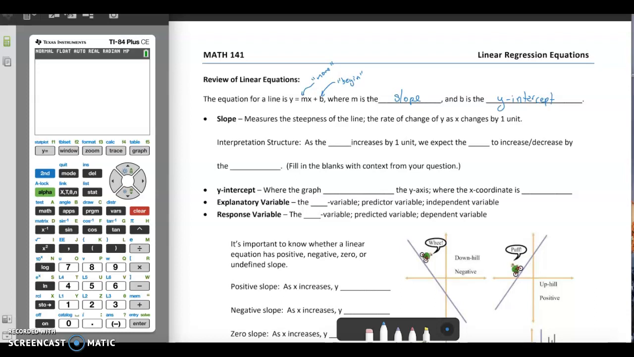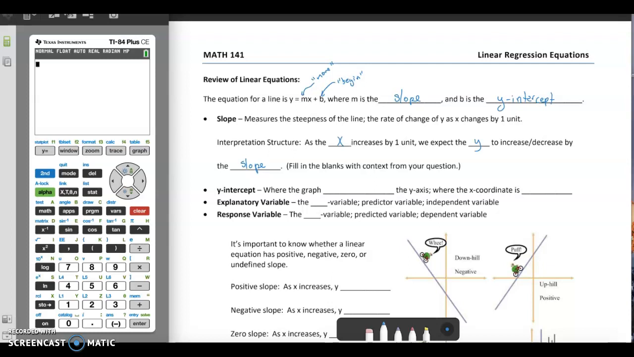The interpretation structure, because sometimes you will need to interpret a slope. You'll have to put context behind it because, again, with statistics, none of it matters unless you can explain what those values are telling you in context. So what we get is as the x value, whatever that is in your context, increases by 1, we expect the y value to either increase or decrease by the slope, by whatever value you have there. And you just basically fill in those blanks with the context from your question. But if you always use that structure, then you'll always have it right.